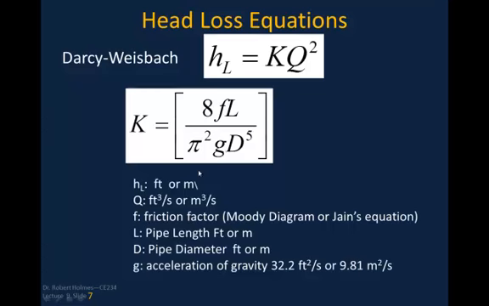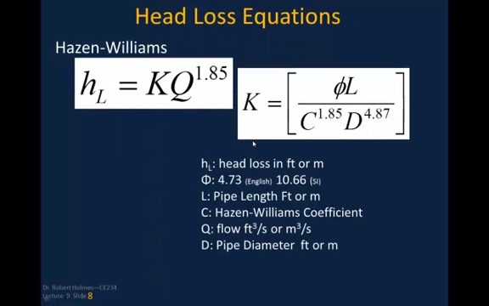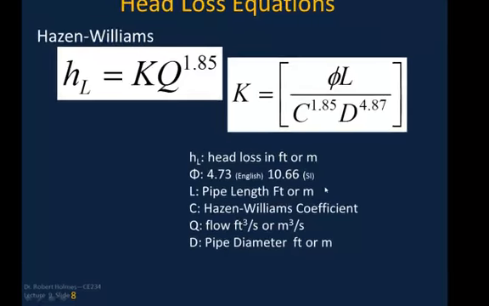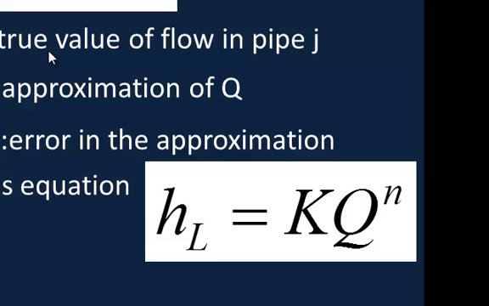And there's all what the various constants stand for, those variables stand for. For the Hazen and Williams equation, as I mentioned, the exponent is 1.85, and rearranging the Hazen-Williams head loss equation, I can get my K is equal to this, and my phi value is going to be different whether I'm using English or SI units.